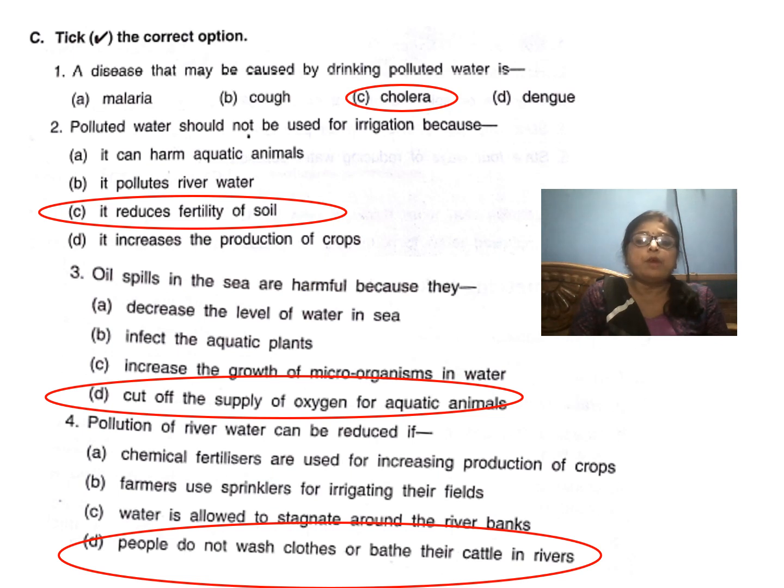Next, tick the correct option. A disease that may be caused by drinking polluted water is cholera. Polluted water should not be used for irrigation because it reduces the fertility of the soil. Oil spills in the sea are harmful because they cut off the supply of oxygen. Pollution of river water can be reduced if people will not wash clothes or bathe their cattle in rivers.